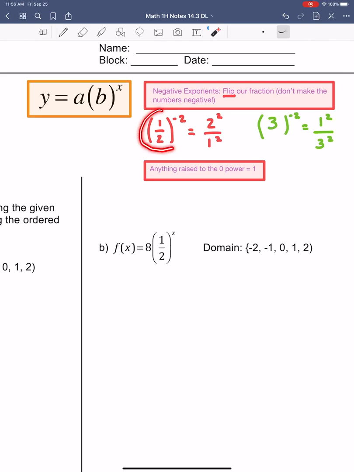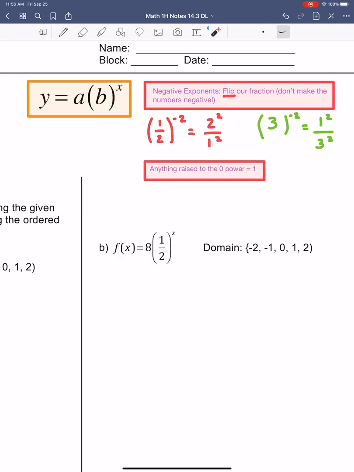Okay, we've got 1/2 to the negative 2 power, right? And so what happens is it flips my fraction. So now 2 is on top, 1 is on the bottom. Okay? And because the exponent was 2, we have 2 squared, and we have 1 squared. All right, so it flipped my fraction, but it didn't make anything negative.